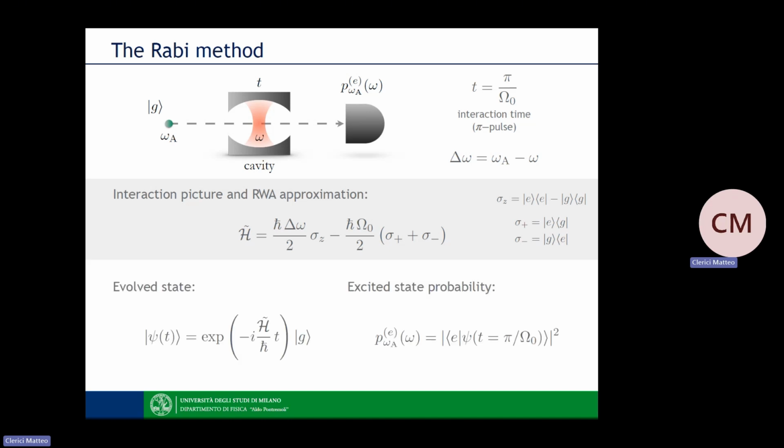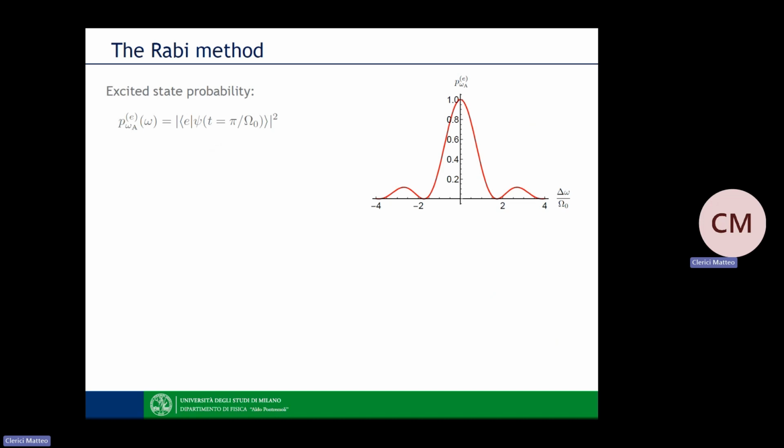You can evaluate the evolved state by applying simple quantum mechanics and evaluate the excited state probability. After that, you find that your excited state probability as a function of the detuning depends in this way, with a maximum, of course, at resonance, where all the atoms pass from the ground state to the excited state.